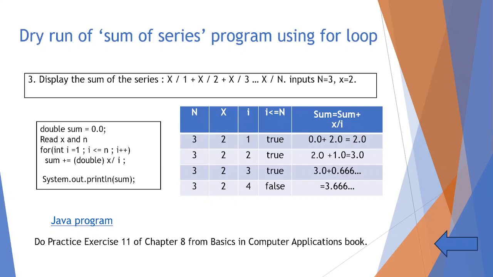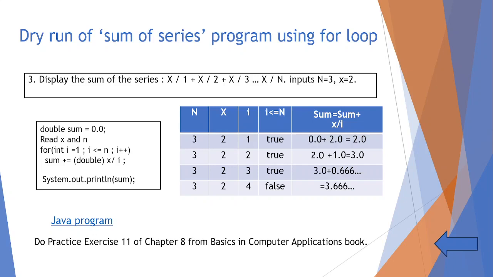In the previous program we said 1.0. Here we cannot say x.0 or I.0 because both of them are variables. So we used explicit conversion. The x should be temporarily converted to double. That means 2 becomes 2.0. X is always 2 in the program. N is always 3 because inputs are like that.